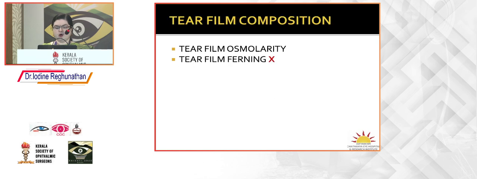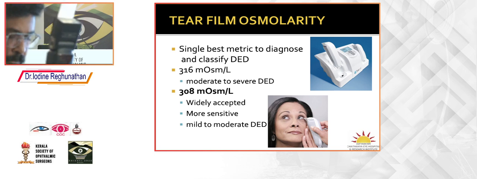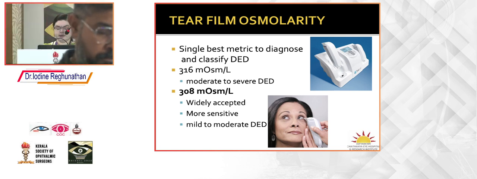Coming to tear film composition, the tear film osmolarity is the single best metric described to diagnose and classify dry eye disease. 308 milliosmoles per liter is widely accepted to be more sensitive to diagnose mild to moderate dry eye disease.